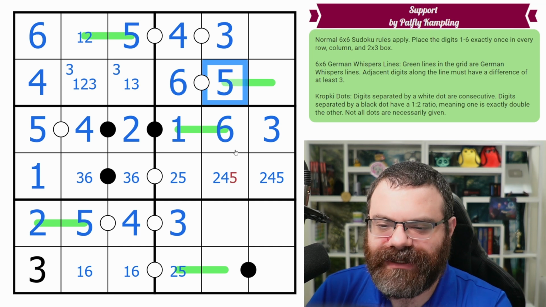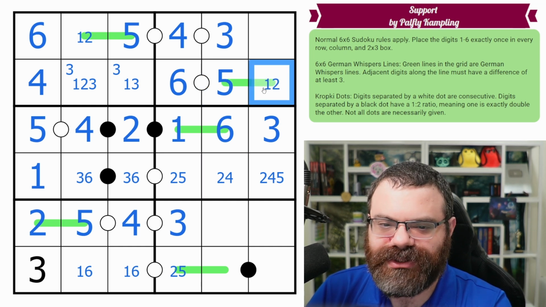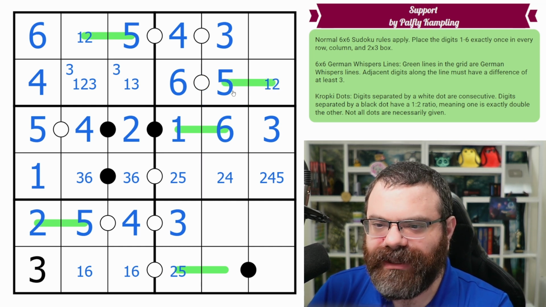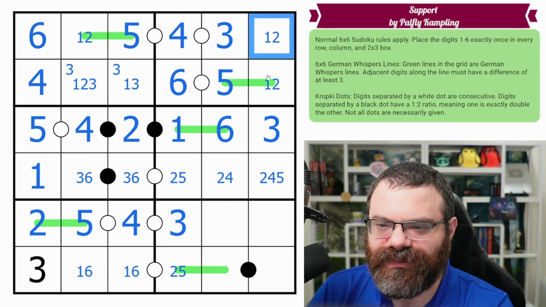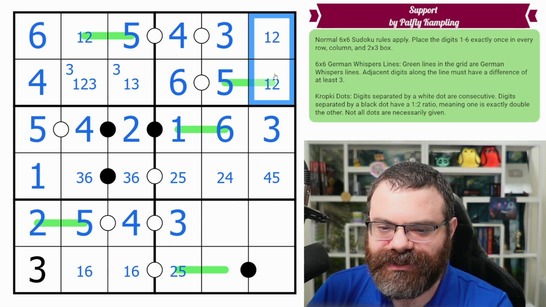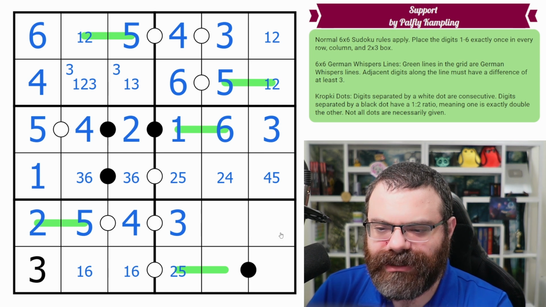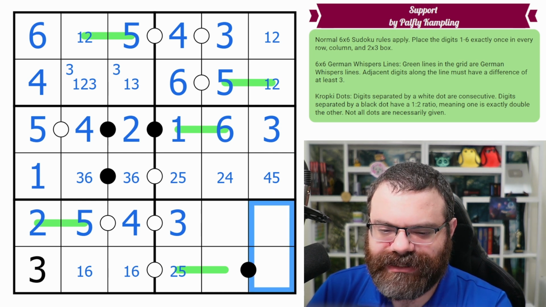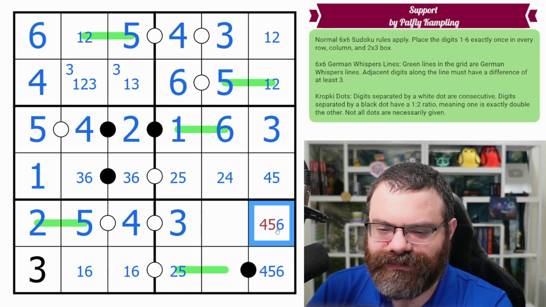6 has to go next to 5. 5 goes next to 1 or 2. 3 is too big. This is also 1, 2, just for Sudoku reasons. This can't be a 2 for that reason, because of the 1, 2 pair. So what's left here is 4, 5, 6. I'm going to write that out. You can see that this sees 4, 5, so that's the 6.